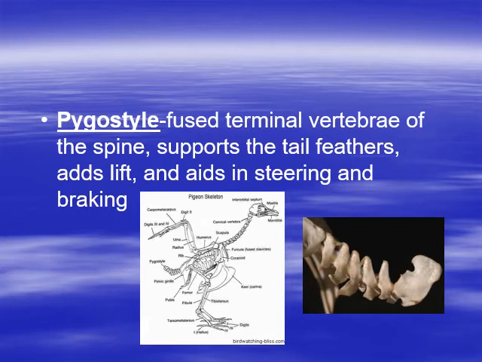It aids in steering and braking. So it allows the bird to steer a little bit better where it's going to fly, and it allows it to slow down. This is kind of similar to the tail wing of a plane, right? It's designed that same way to help with steering, to help with slowing it down if it needs to. So that's pretty cool.